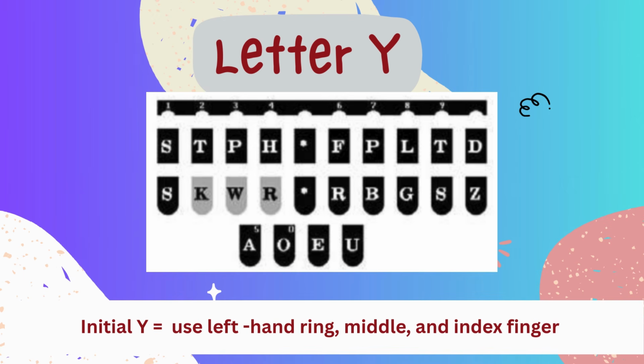Now let's proceed to letter Y. For letter Y, we have initial K, W, and R. We're going to use our left hand ring, middle, and index finger. So that's initial Y. If initial J is SKWR, initial Y is KWR only. So you're going to use your 3 fingers on the left hand: ring, middle, and index finger.